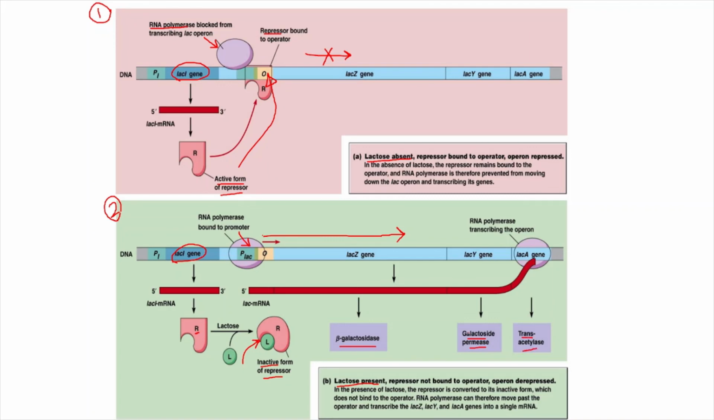Now, this galactoside permease makes the entry of lactose from outside into the inside of the bacterial cell possible, and this beta galactosidase breaks down the lactose into glucose and galactose for easy metabolism by the bacteria.